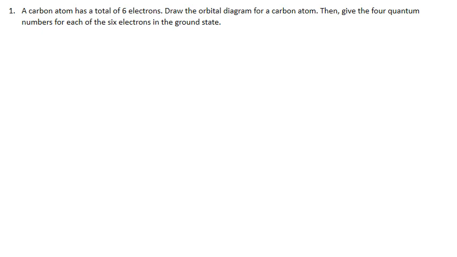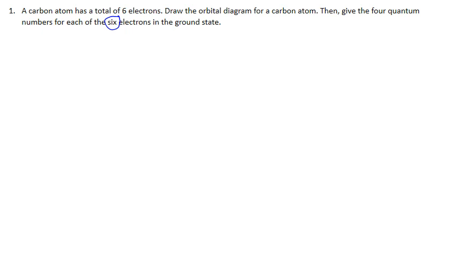A carbon atom has a total of 6 electrons. Draw the orbital diagram for a carbon atom, then give the 4 quantum numbers for each of the 6 electrons. First thing I want to do is draw your attention to 6 electrons here. On the actual PDF file, I think I wrote 8 there because I copied and pasted from the oxygen problem, but just know that it should be 6 like it says here.